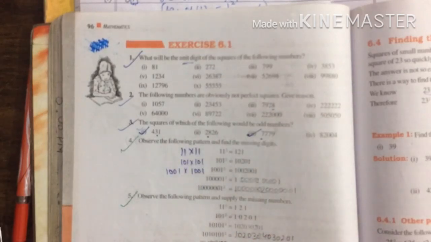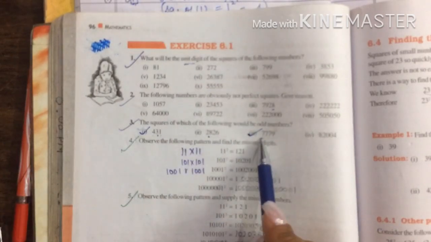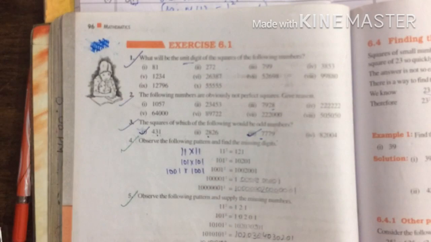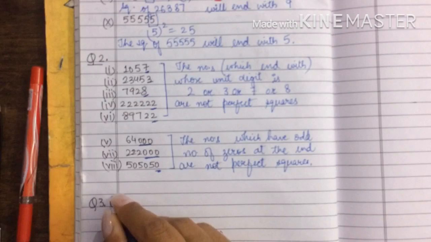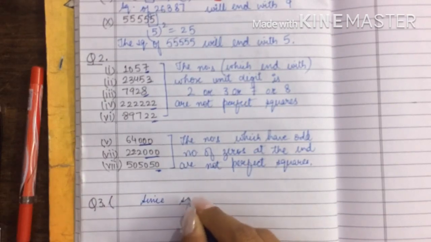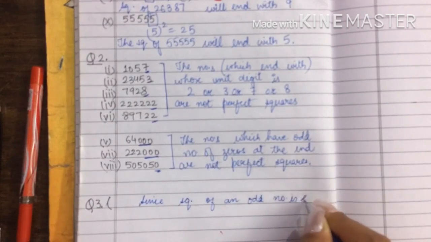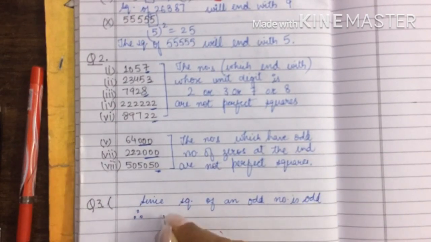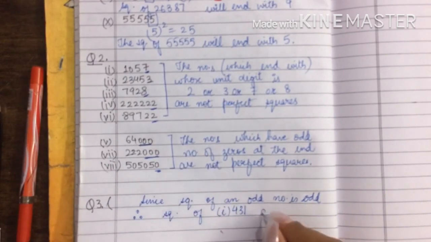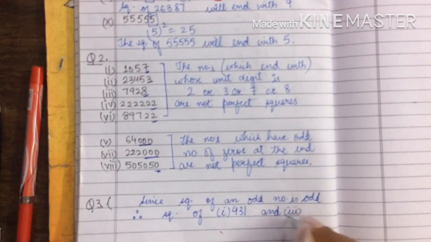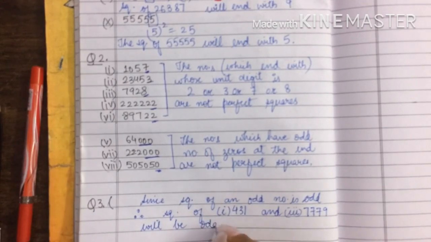The numbers which are themselves odd, and those numbers are 431 and 7779. Let's write the answer. Question number 3, the answer is, since the square of an odd number is odd, therefore the square of 431, part 1, and the third one, 7779, will be odd numbers.